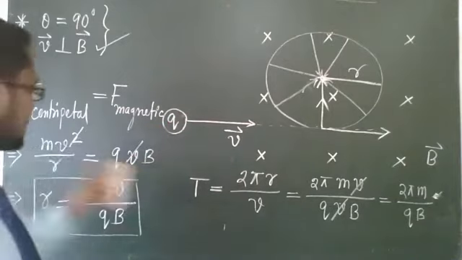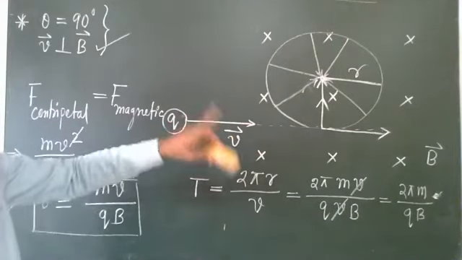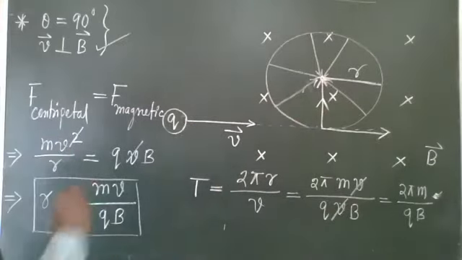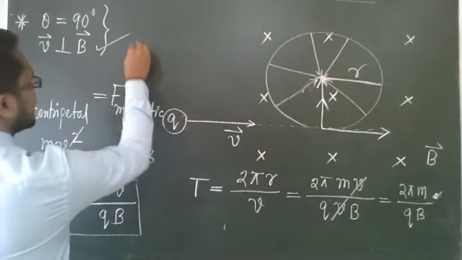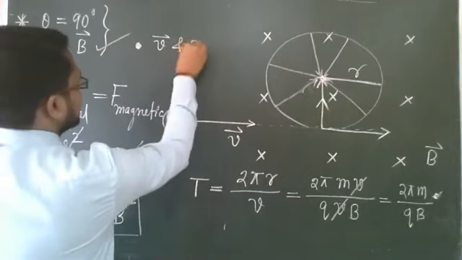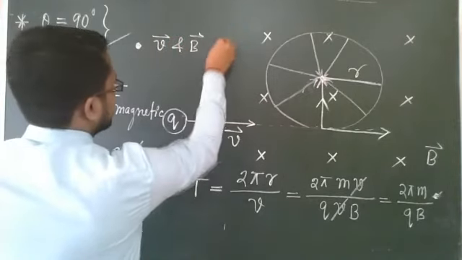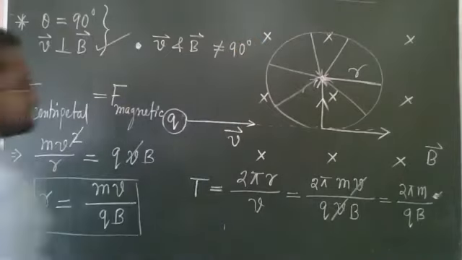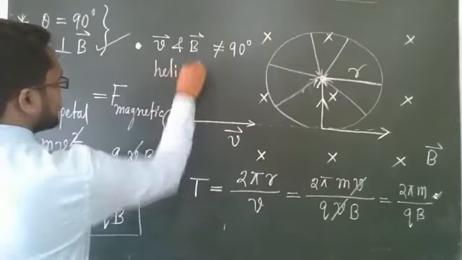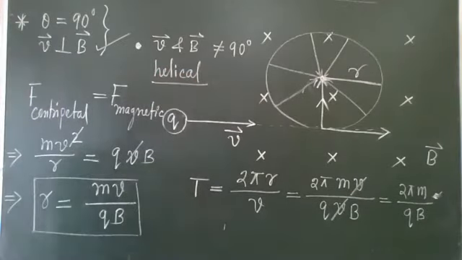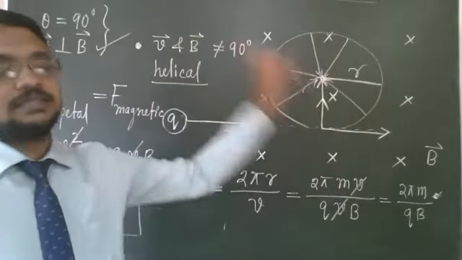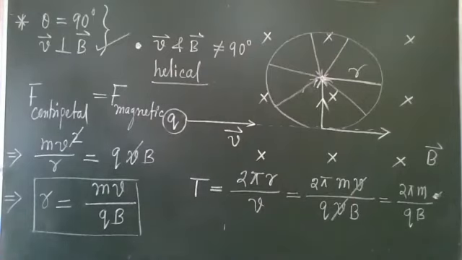So this locus point is important. When V is perpendicular to B, what will be the locus? Locus will be circular. If V is not perpendicular to B, suppose there is an angle between the V vector and B vector, not equal to 90 degrees, then the path will be helical. In this case, the charge will not move in a particular plane, its plane will change. So the path is helical. It looks like a spring.